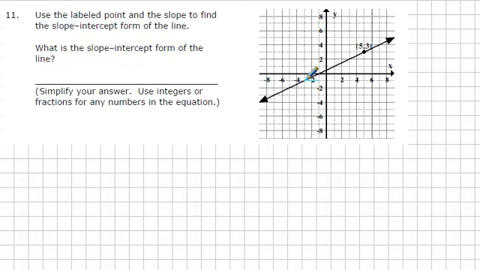So start at the point -3, -1, and first of all determine the rise. How far do you have to rise in order to go from that point to the point 5, 3? Next, determine the run. How far do you have to go horizontally from that point to 5, 3?